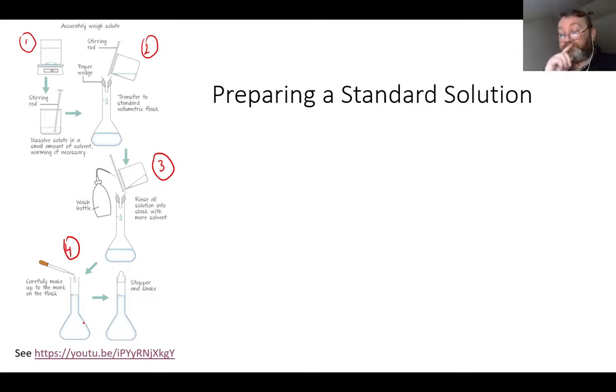Now, the video goes into an awful lot more detail, and I'm going to let you watch the video yourselves. The video tells you exactly and very pedantically how to make a standard solution. And I do want you to watch it, because there are phrases and terms and things in there that I can't show you here that they're going to be able to show you. But just to take the steps out again.